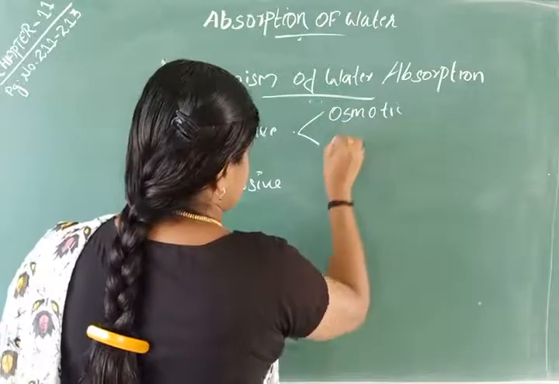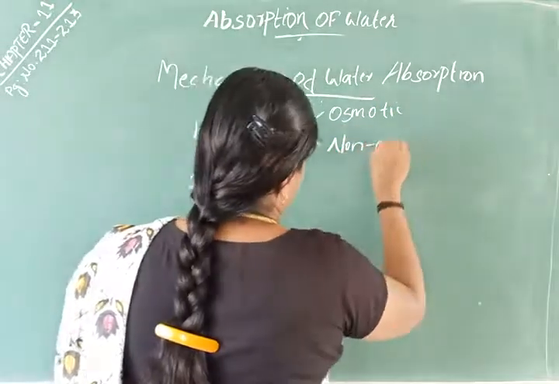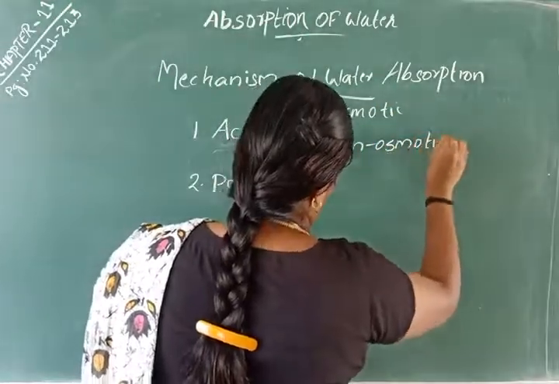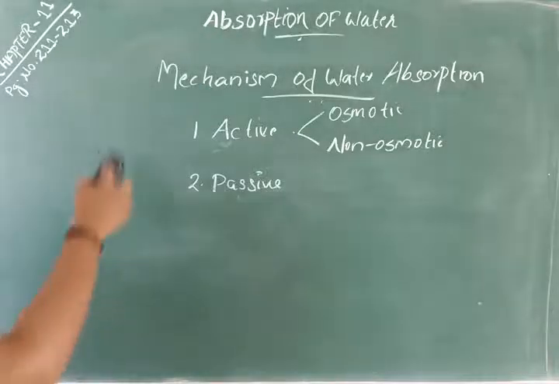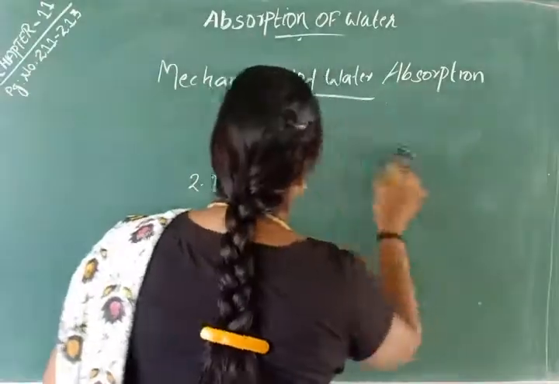Osmotic as well as non-osmotic. Active absorption means the mechanism is due to force generated in the root itself, whereas passive means it is regulated by the process of transpiration. So first we can discuss what is active water absorption.